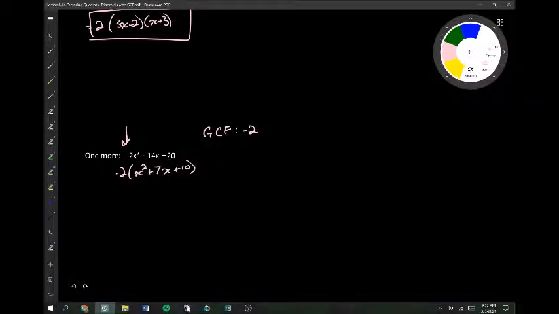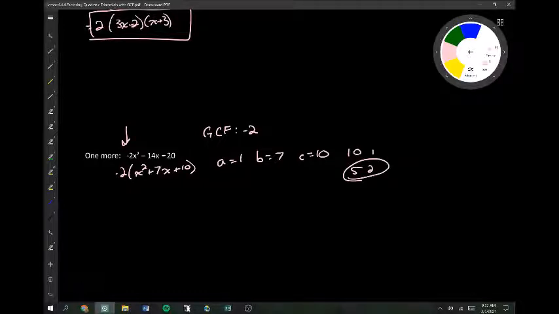Now, I have a new a, b, and c term. I don't use the old a, b, and c's. So my a value is 1, my b value is 7, my c value is 10. I'm not using negative 2 and negative 20 for my a and c terms. I'm using 1 and 10. So my factors of 10 are 10 and 1 and 5 and 2. This is the pair that I want.